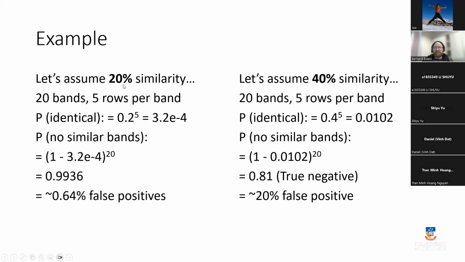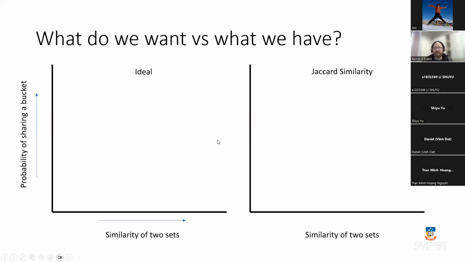If we assume 20% similarity, you can see here that the number of false positives goes way down, right? 0.64% false positives, that's a very low false positive rate. So that's just the same calculation as on the right.